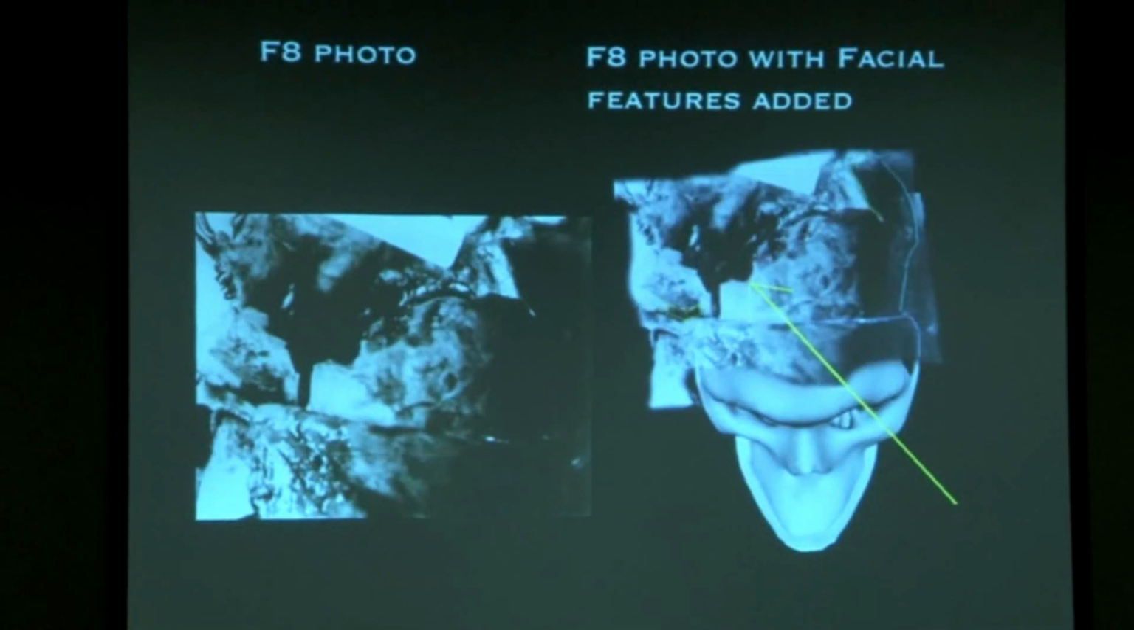This is the F8 photo with the facial features added. This is a vertical fracture which extends through the right eye socket, which causes slight lateral deviation of the eye on some of the autopsy photos. And this would be the semicircular wound of exit for the first bullet which struck JFK from behind.